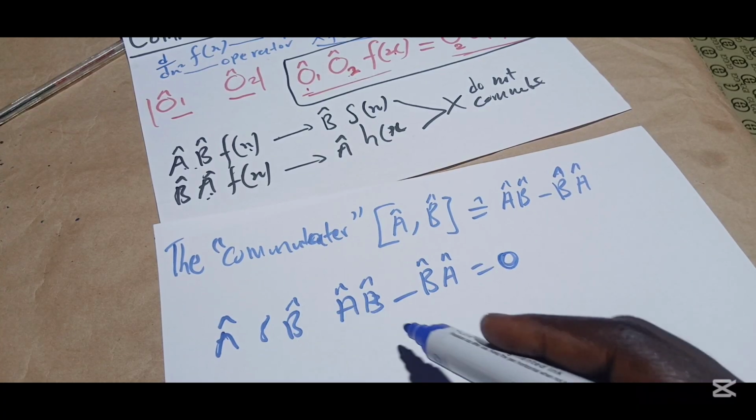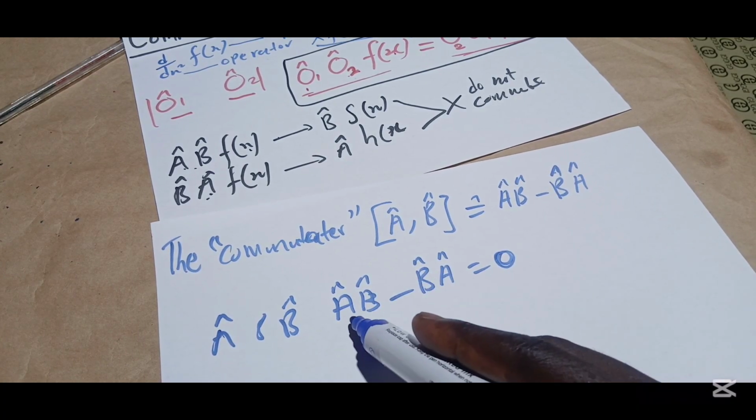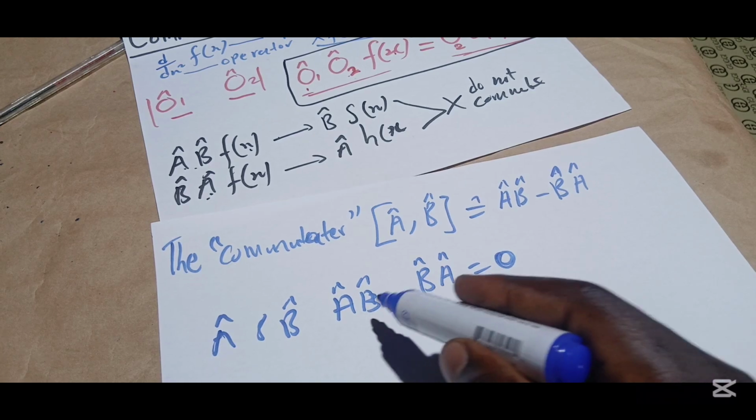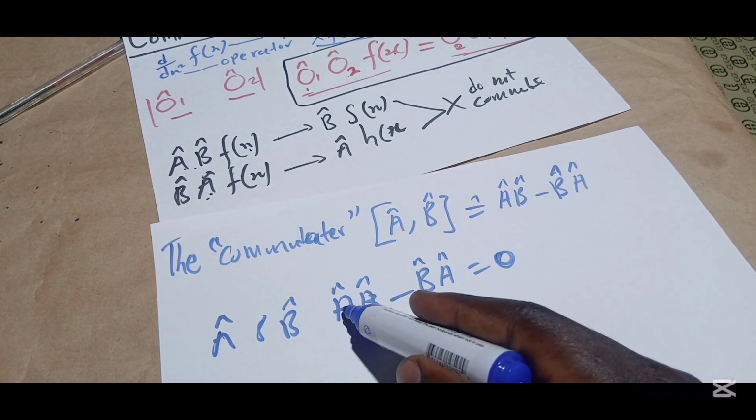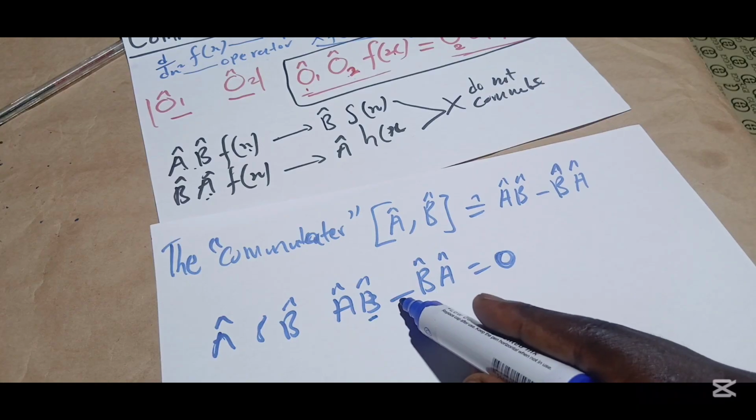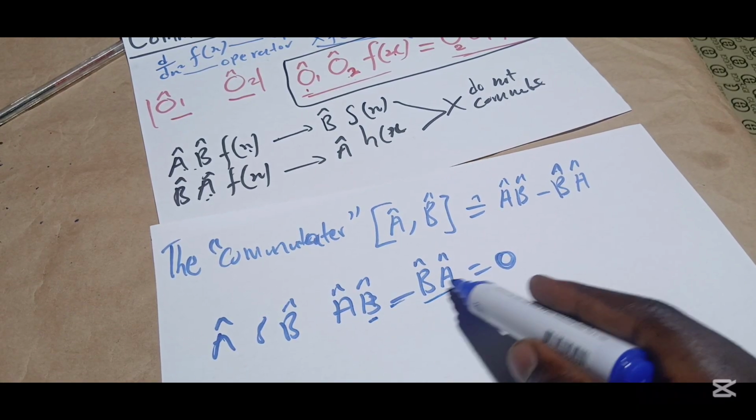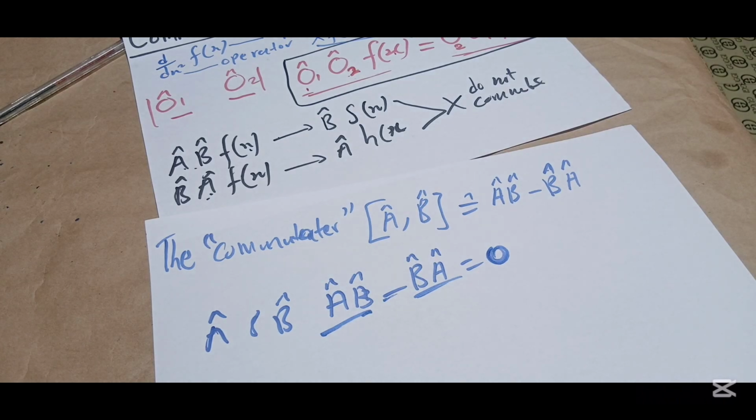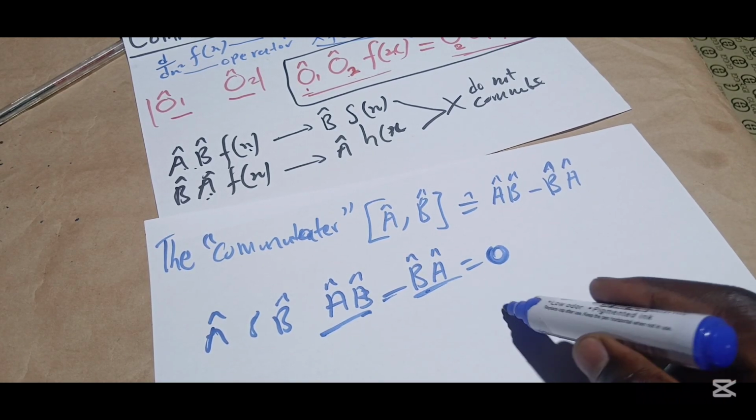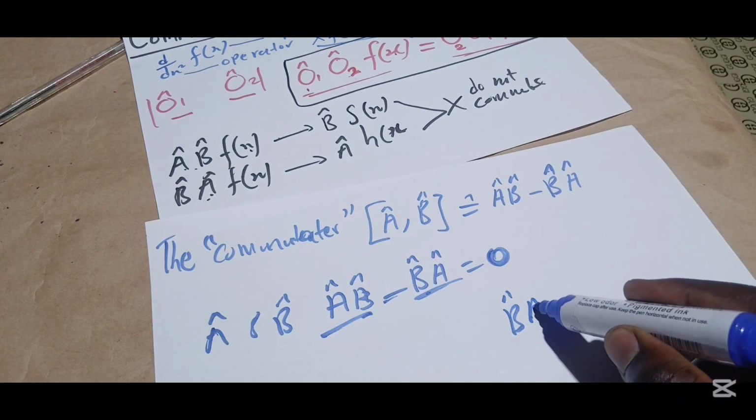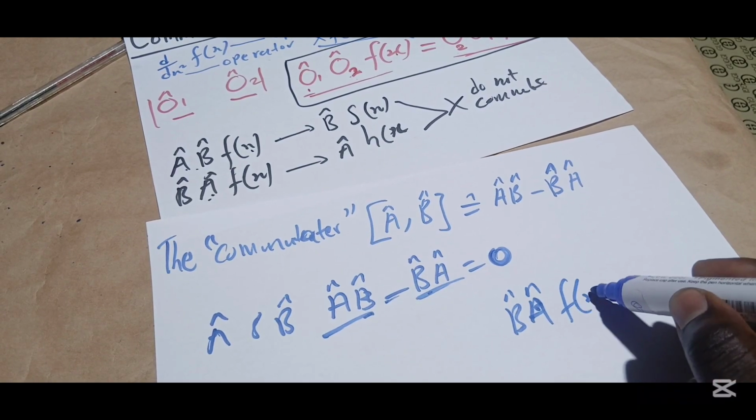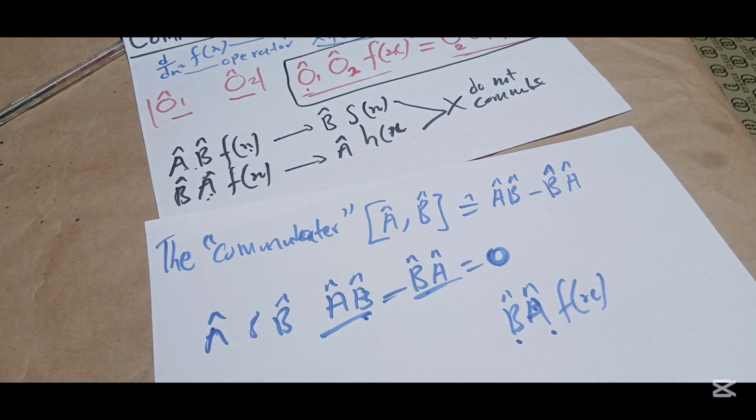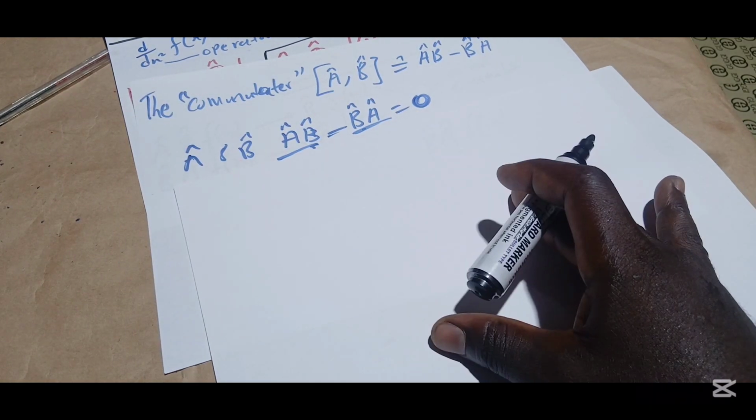So if A and B do commute, then if you operate B on the function first followed by A, and you find the difference between these, it will give us 0. And we know that this means that A operating first followed by B, and here B operating first followed by A. Let's look at a worked example.